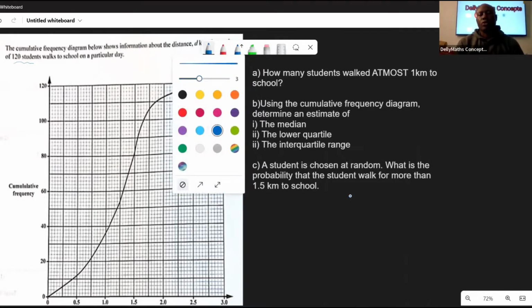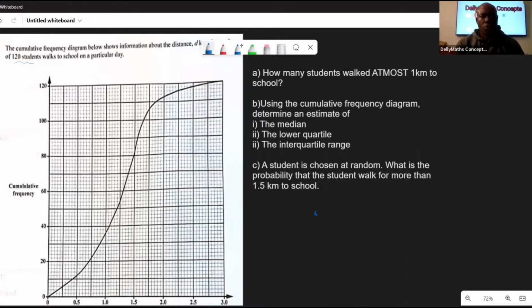What we want to understand is that this is a cumulative frequency curve, and the information we will get as it relates to the question will come through the curve and how we interpret it as we go forward. So let us look at the first question. That's my first question.